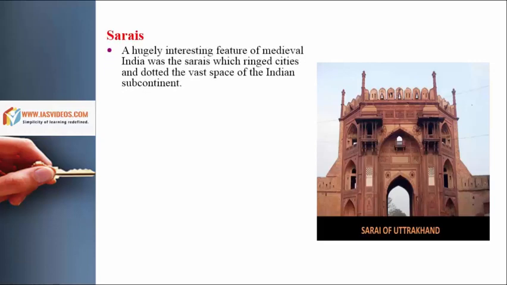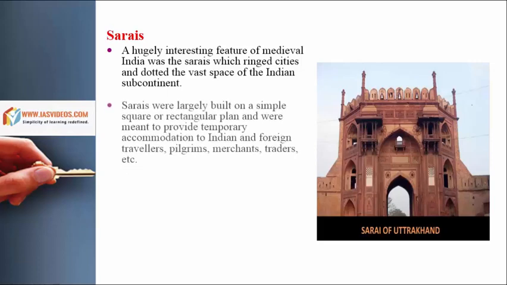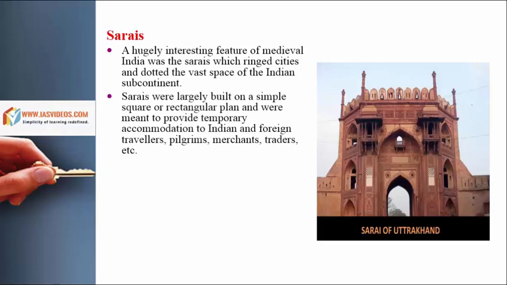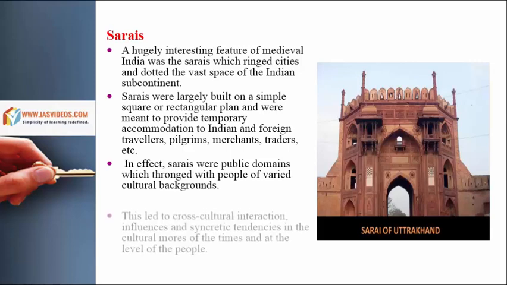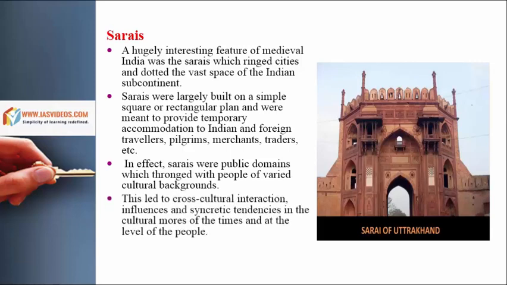Sarais. A hugely interesting feature of medieval India was the sarais, which arranged cities and dotted the vast space of the Indian subcontinent. Sarais were largely built on a simple square or rectangular plan and were meant to provide temporary accommodation to Indian and foreign travellers, pilgrims, merchants, traders, etc. In effect, sarais were public domains which thronged with people of varied cultural backgrounds. This led to cross-cultural interaction, influences and syncretic tendencies in the cultural modes of the times and at the level of the people.